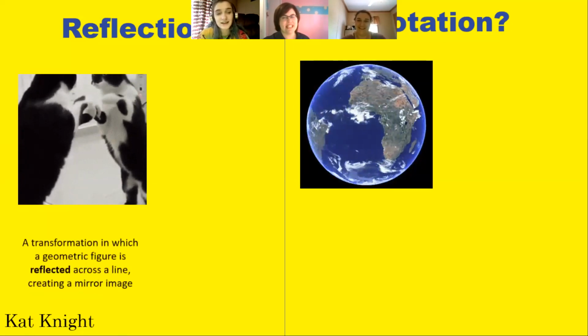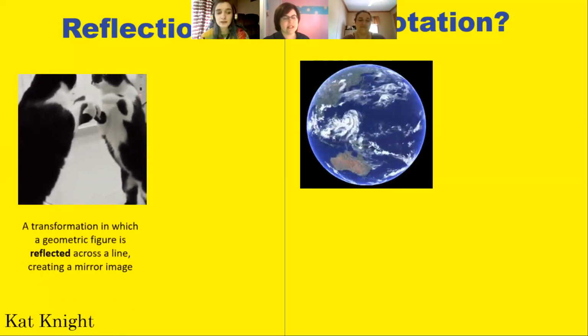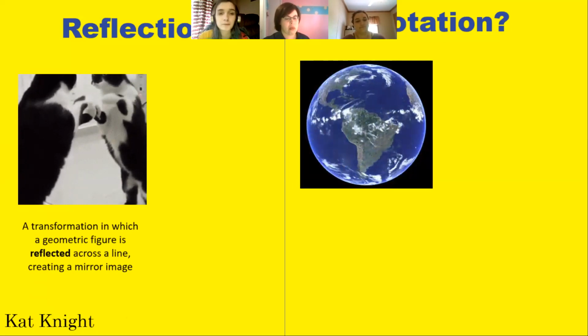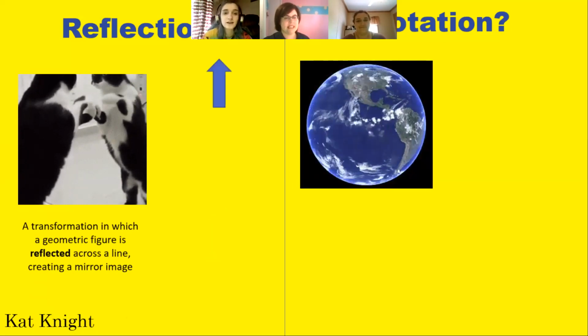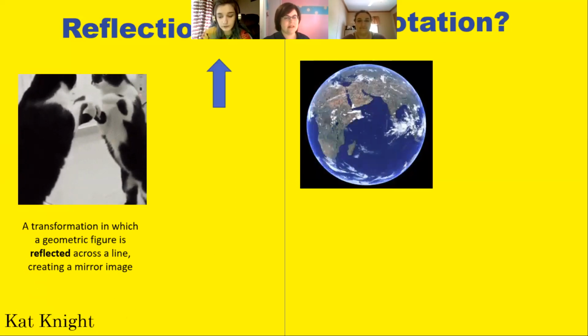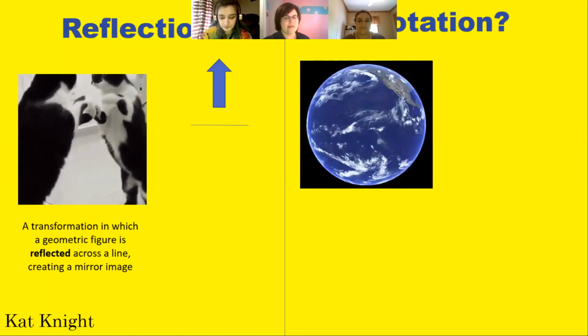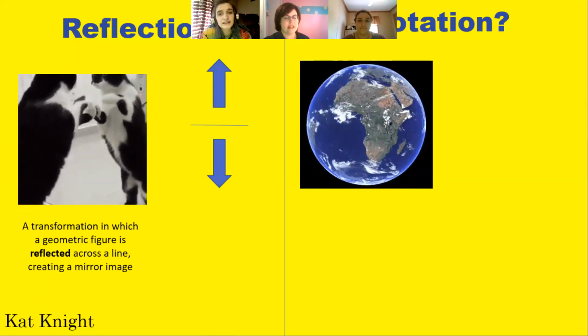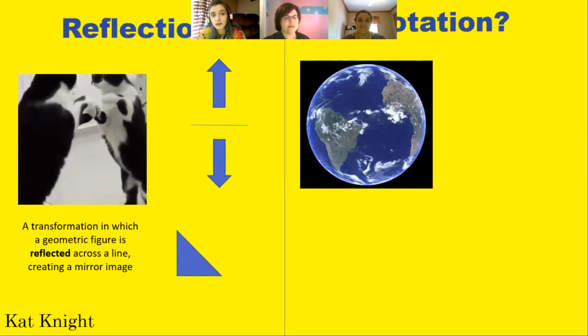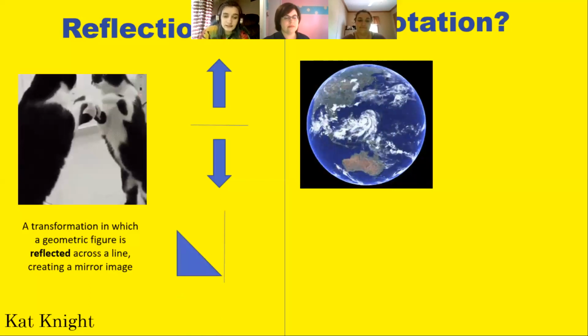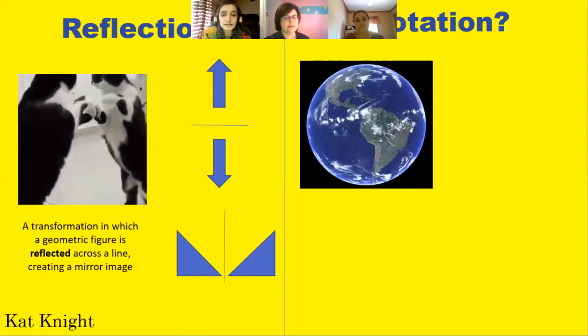Anyway, the definition is a transformation in which a geometric figure is reflected, blah, blah, blah, we don't care. Let's look at pictures. I use an arrow for the first polygon, and we're going to reflect it across this line. When we reflect it, we see that the arrow is opposite. Let's go ahead and do it again with the right triangle. We're going to reflect it across this line, and again, the triangle is opposite.